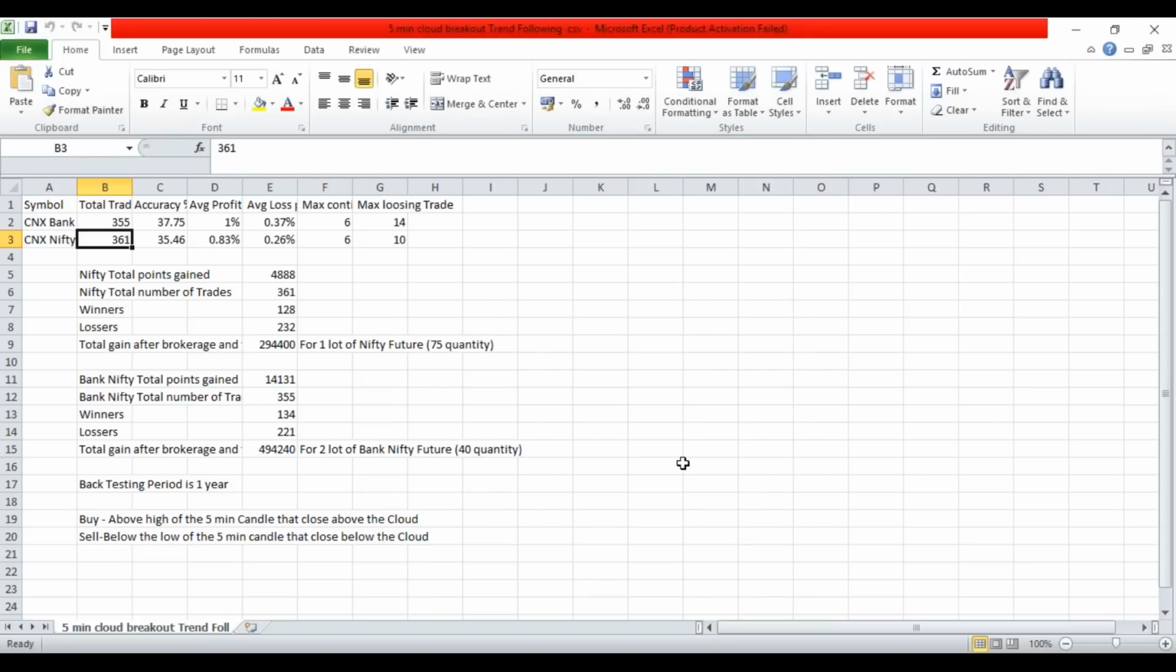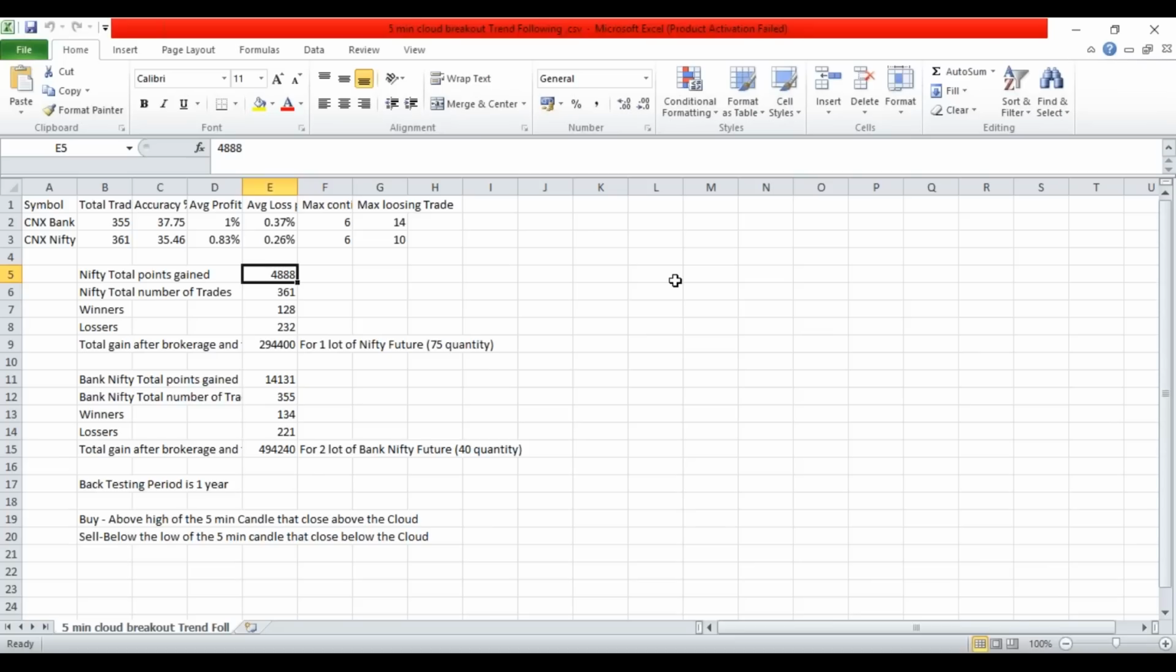So I calculated the entire year result, and in the entire year this strategy has generated 4,888 Nifty points. Let me tell you, the biggest contribution came from Nirmala Madam's candle also, because that day we got a long and we got straight away 400-500 points. So this is the beauty of trend following.